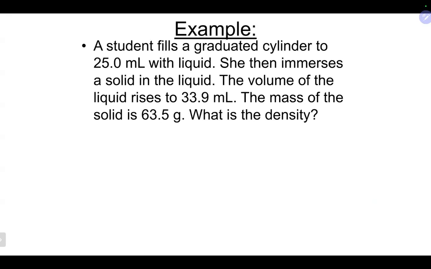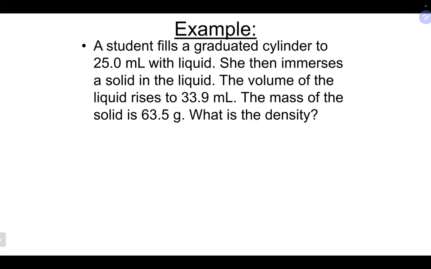All right, so why don't we try one here? A student fills a graduated cylinder with 25 milliliters of a liquid. She then puts a solid into the liquid. The volume of the liquid rises to 33.9 milliliters. The mass of the solid is 63.5. What is the density here?